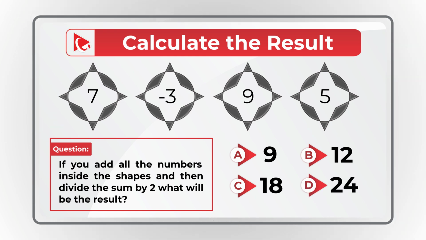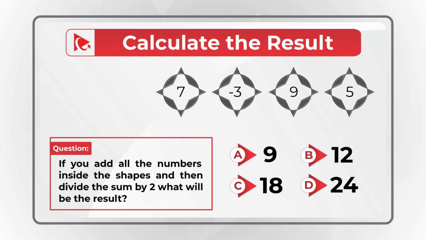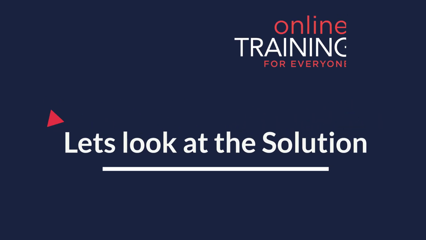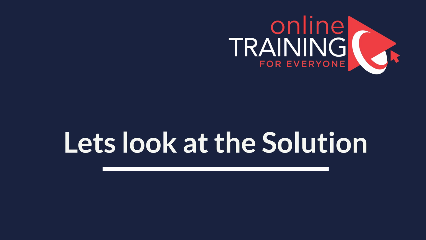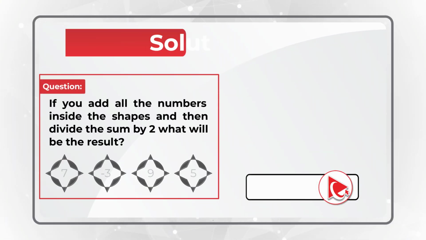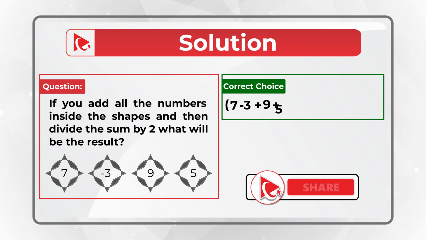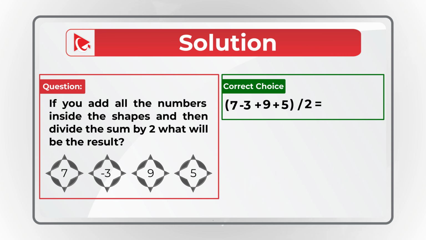Give yourself a little bit of time, maybe pause this video and give yourself 10 to 20 seconds to do the calculations. I am pretty sure you figured it out, so I'm moving forward to share with you my version, and obviously if you have a better way to solve it, please make sure to post in comments. The math here is pretty straightforward. You need to do 7 minus 3 plus 9 plus 5 in parentheses and then divide the sum by 2. The result would be 18 divided by 2, which would be equal to 9. And this is my choice for the correct answer.